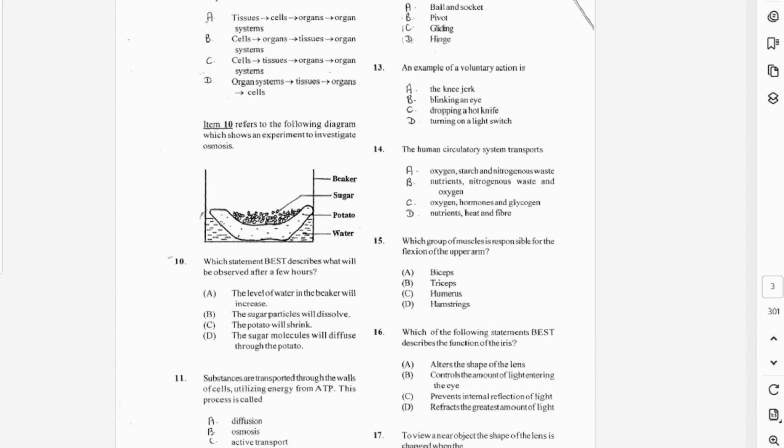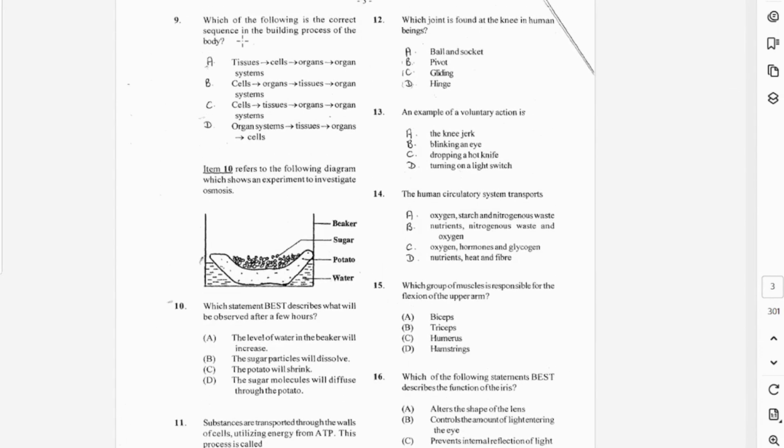Then we have number 9. So which of the following is the correct sequence in the building process of the body? Number 9 is C. So as I had just said, cells to tissue, tissues to organ, organs to organ systems. Then we have item 10 refers to the following diagram, which shows an experiment to investigate osmosis. So you have a beaker, you have sugar in a potato, and then you have the water.